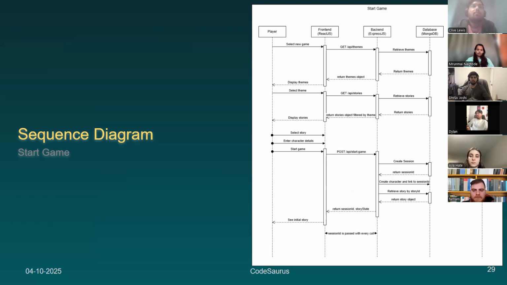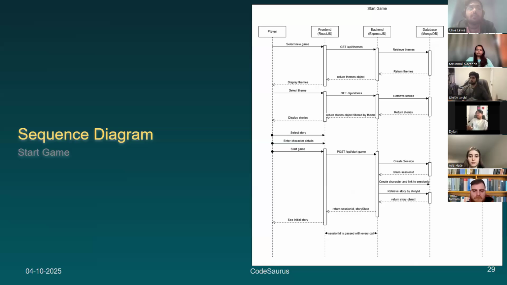These themes are pulled from MongoDB into the backend and back into the front end. All the themes are shown. Now, when the user selects a theme, the front end wants to display all the stories within that theme. So it asks the backend to get all stories for that theme. It passes the theme ID with the API stories, gets all the stories for that theme, and displays them.